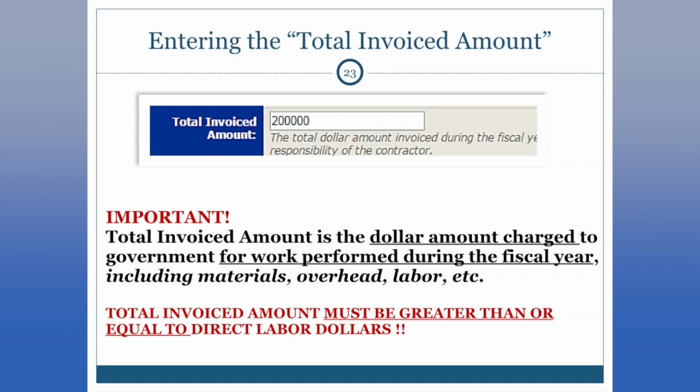Another point I want to make, total invoiced amount must be greater than or equal to your direct labor dollars. We're going to talk about labor dollars later, but labor dollars represents the labor cost only. So, if you are making your total invoiced amount the same value as your direct labor dollar amount, that means you are not making a profit on the contract. It says greater than or equal to, but really, the total invoiced amount must be greater than your direct labor dollars. We'll talk about that later.